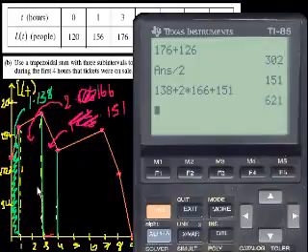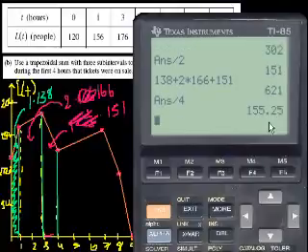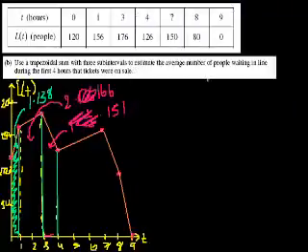But then they ask us, what's the average value of the function? Well, the average value is just the area divided by the base. The base is 4, right? From noon to 4 p.m., or from time equals 0 to time equals 4. So we just divide this value by 4. So divided by 4, we get 155.25.